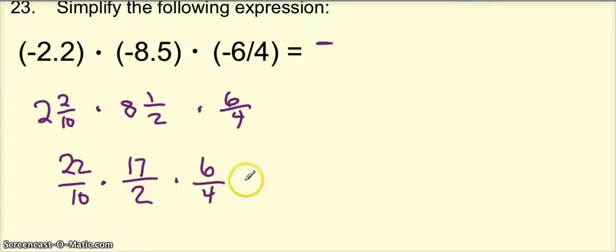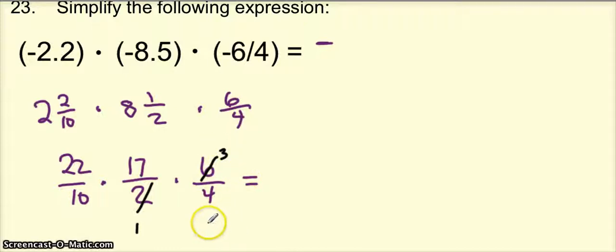So now when I go across here, I can do some simplification up front. I see that I have 2 in the bottom and 6 in the top. These can both be divided by 2. So 2 divided by 2, I can cross it out and replace it with 1. 6 divided by 2, cross it out and replace it with 3.